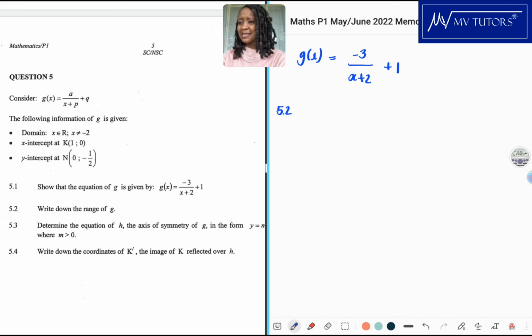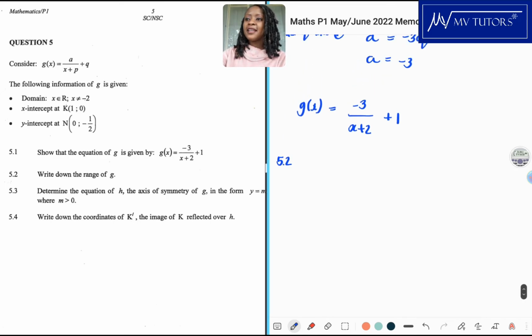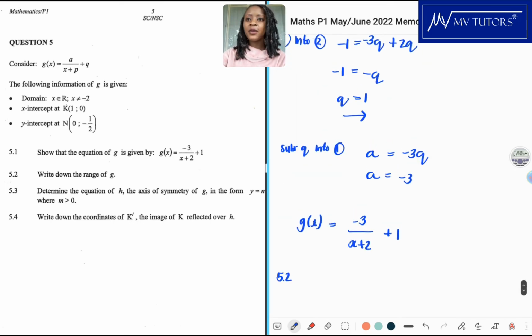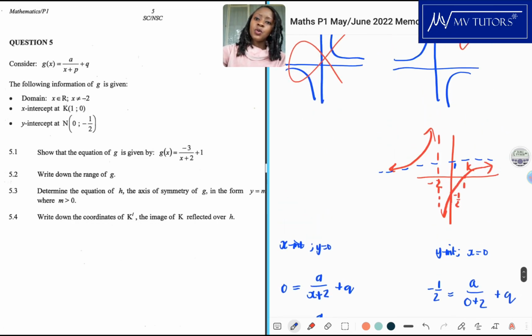I'm a doubting Thomas. Okay, so write down the range of g. Yeah, so if I look at my graph, it basically starts at negative infinity, right? Until it reaches the horizontal asymptote there, we actually have y is equal to 1, and then it goes again from 1 to positive infinity.